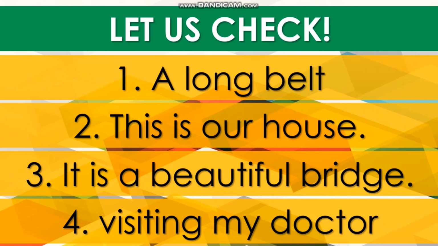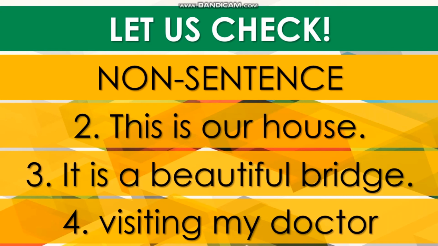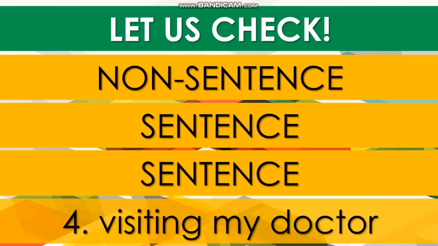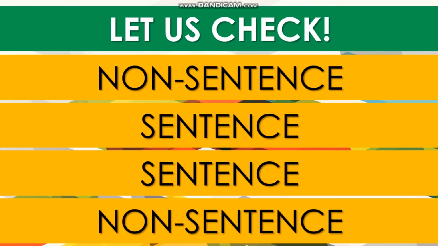Number 1. A long belt. Is it a sentence or a non-sentence? Very good. This is a non-sentence. Number 2. This is our house. Correct. This is a sentence. Number 3. It is a beautiful bridge. Right. This is a sentence. Lastly, number 4. Visiting my doctor. Very good. This is a non-sentence.